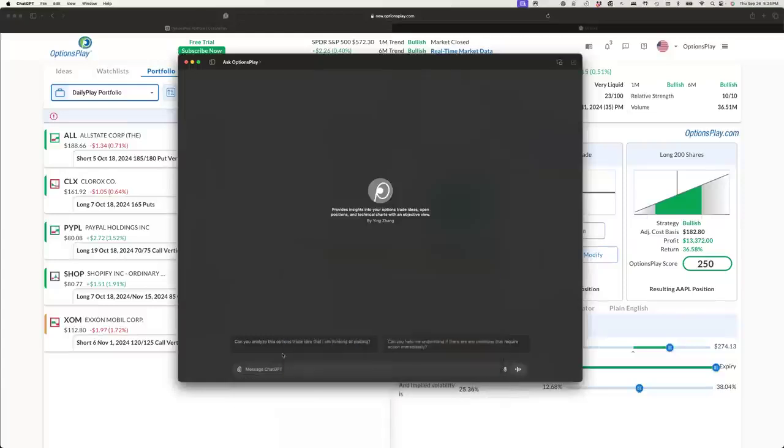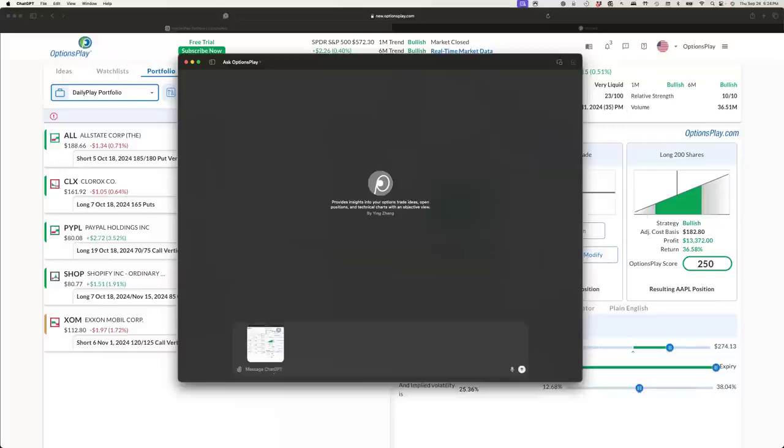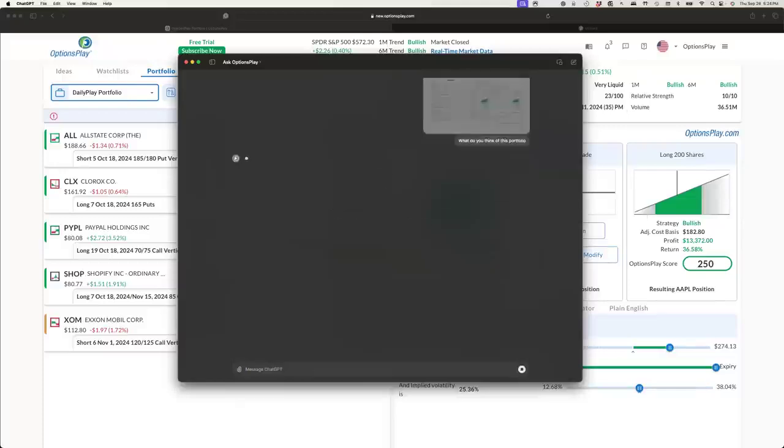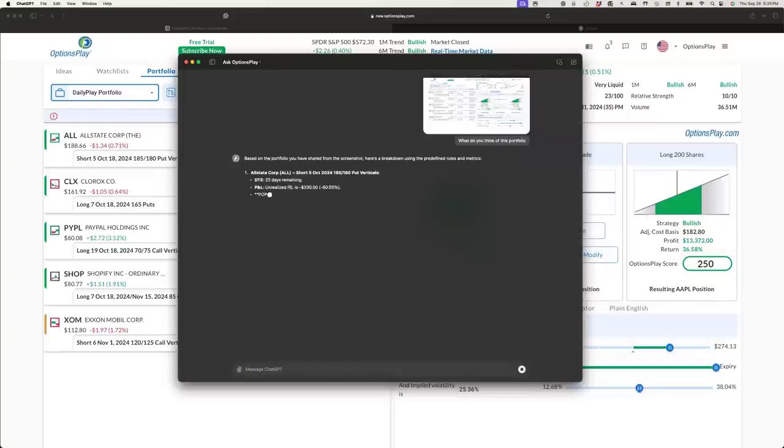So you can basically upload a screenshot with just a single click. You actually don't have to save a file and upload the file. What do you think of this portfolio? And with Mac, it can do that automatically. So if you have the ChatGPT app, the app itself can take the screenshot for you. You don't actually have to take the screenshot, which makes it even easier.